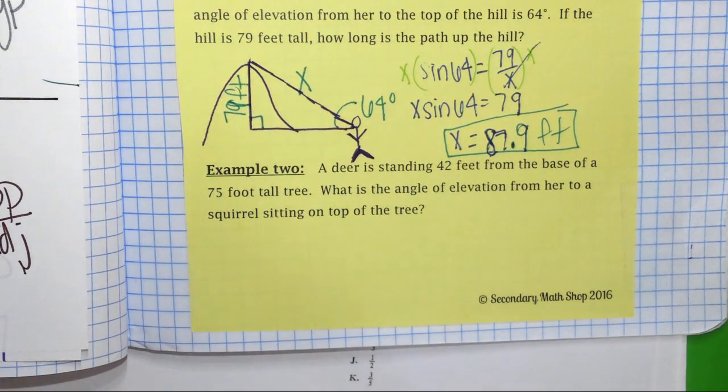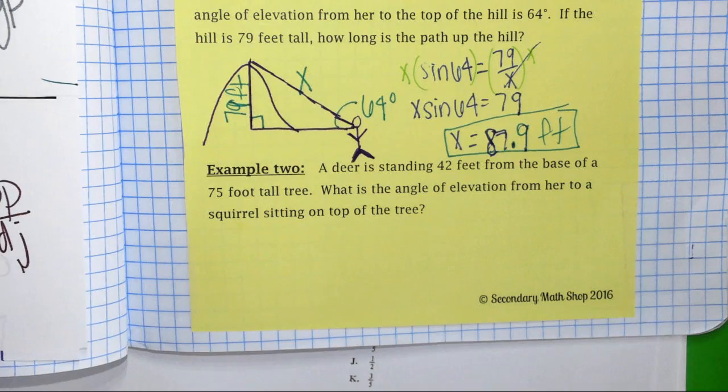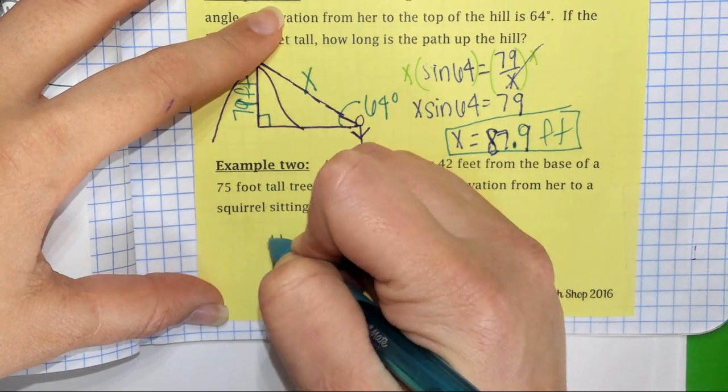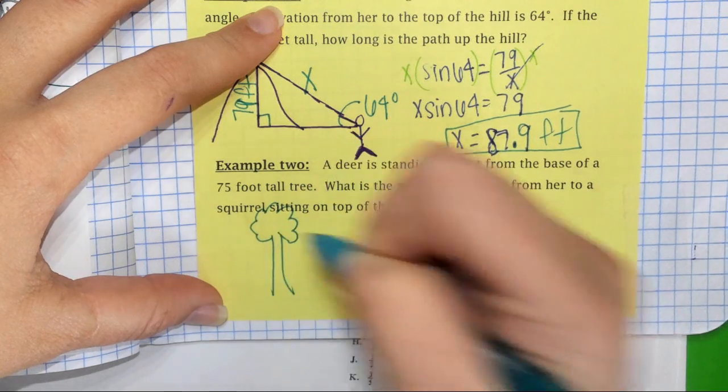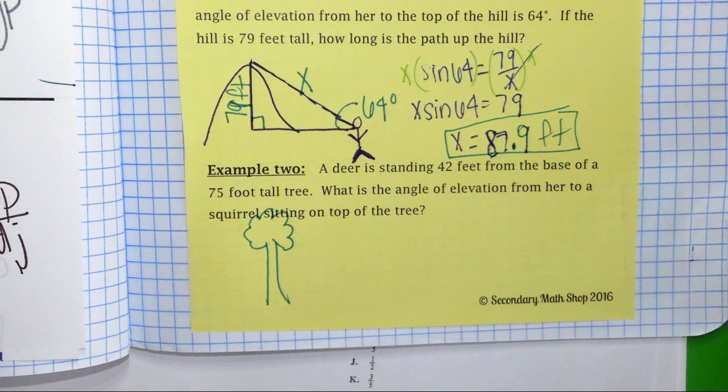Okay, example 2. A deer is standing 42 feet from the base of a 75-foot tall tree. What should we draw? A tree? Okay, let's draw a tree. There's our tree. Isn't it beautiful? All right, and how tall is that tree? Tall tree.